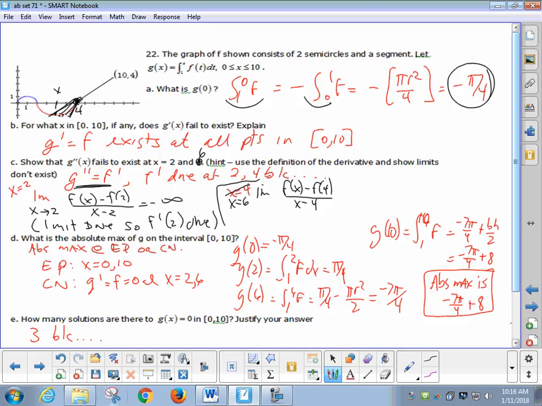Positive infinity here or negative infinity as I go closer? Positive infinity.